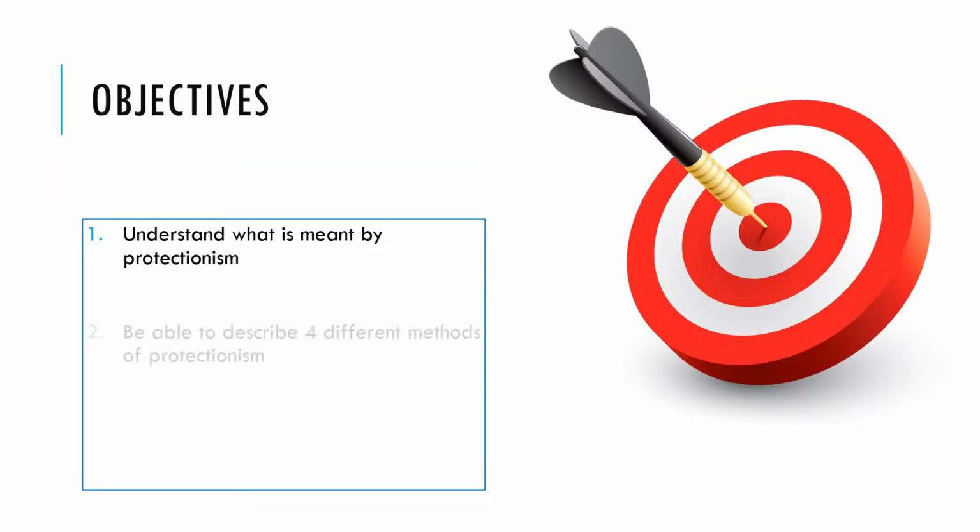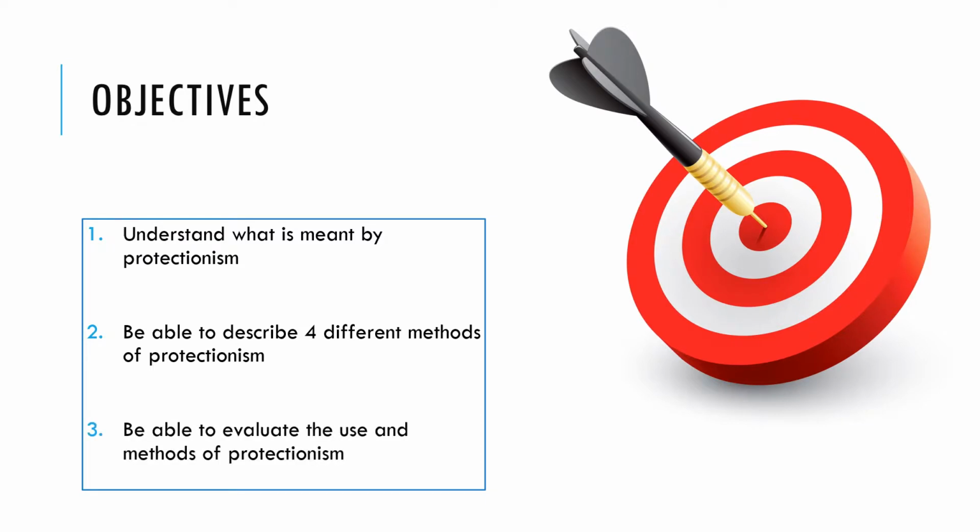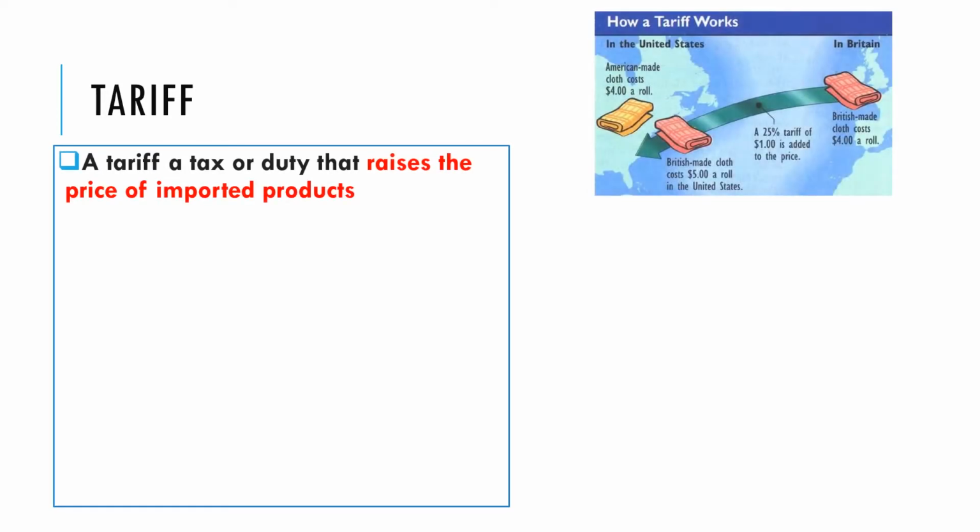So we've looked at what is meant by protectionism. We're now going to look at the 4 different ways that countries can do it, and then a bit of evaluation. So the first way in which a country can try and restrict the level of imports is through a tariff. And a tariff is a tax, or sometimes called a duty, that raises the price of imported products. And this would be an example of how it works.